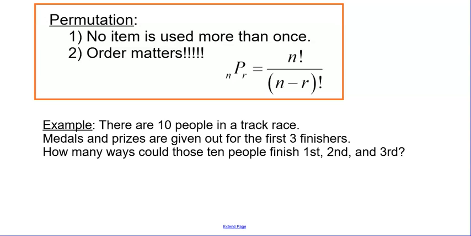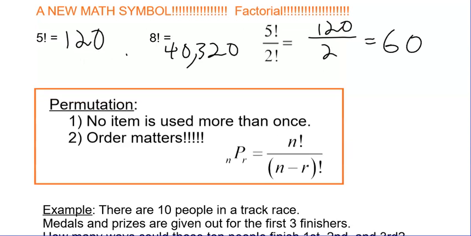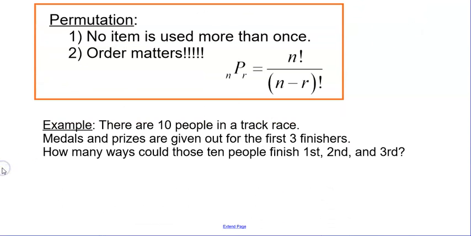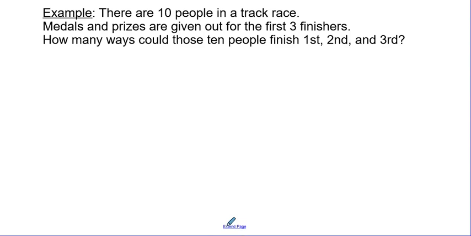Now, new vocabulary, something called permutation. No item is used more than once and order matters. Okay? And this is the fancy formula form. I'm going to show you a calculator shortcut. So there are 10 people in a track race. The first 3 get medals: first, second, and third place. So this is a permutation with 10 people and 3 valued places.